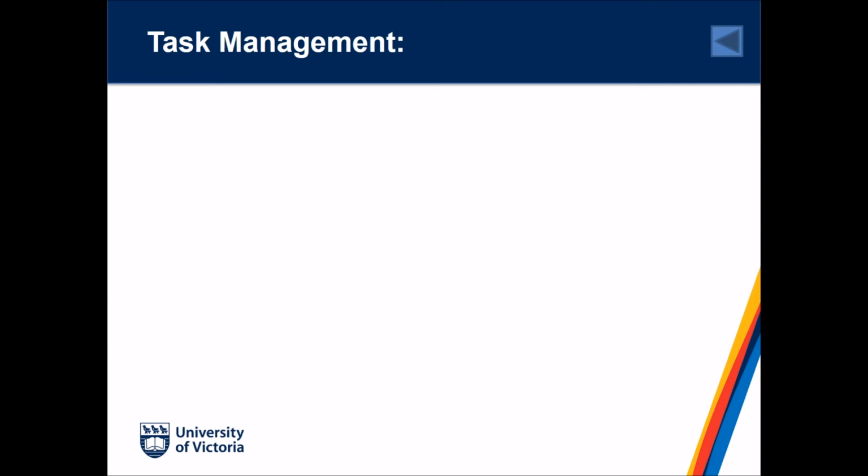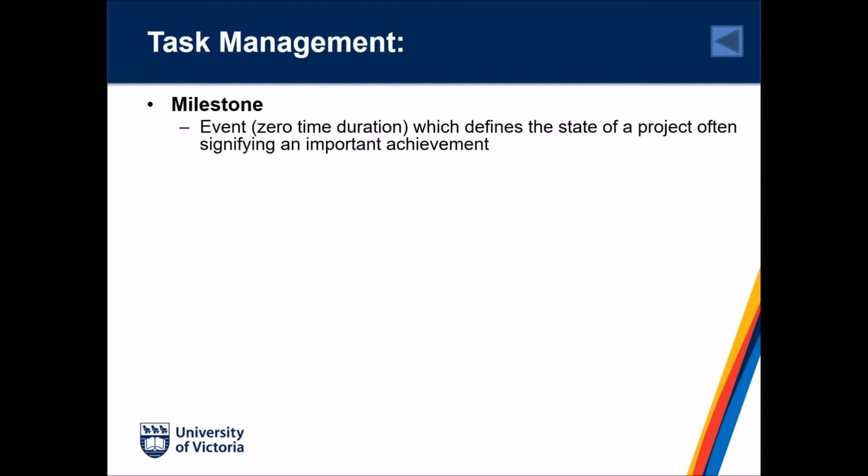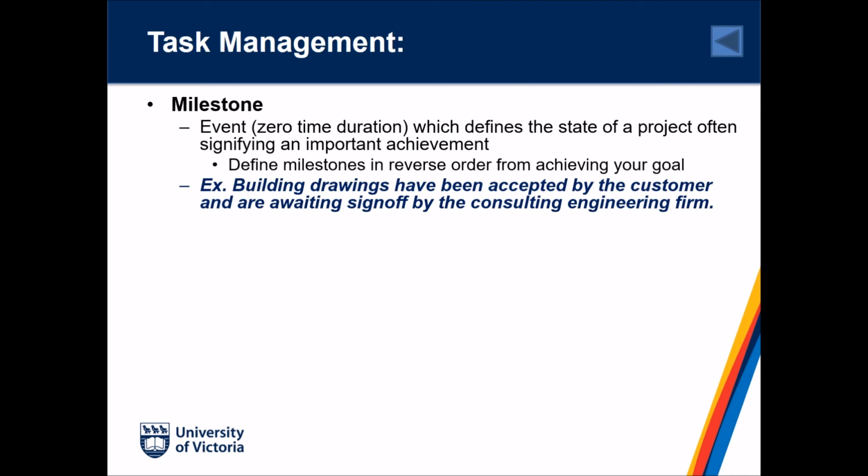A timeline consists of two key elements. The first are milestones. Milestones define a predicted state of a project and often signify important achievements. They are thus considered an event and do not consume resources. When defining milestones, it is often easiest to define them in reverse order of your intended goal. An example of a milestone is the following. Building drawings have been accepted by the customer and are awaiting sign-off by the consulting engineering firm. This clearly defines a state of the project.